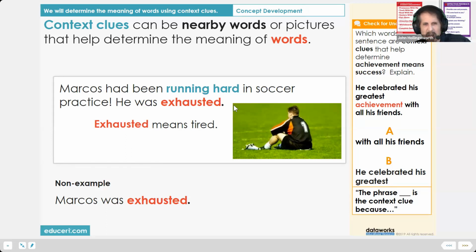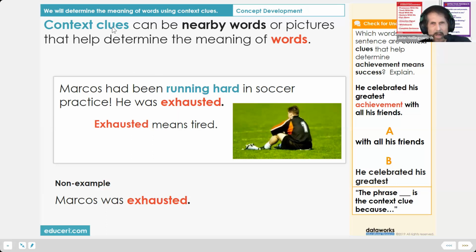This word is exhausted. Can we all say that? Exhausted. Let's read together. Marcos had been running hard in soccer practice. He was exhausted. Remember what we said? The nearby words can help us figure out this unknown word, exhausted. We've got this word running hard. Running hard. He's probably tired. I can even see in the picture he's sitting down.